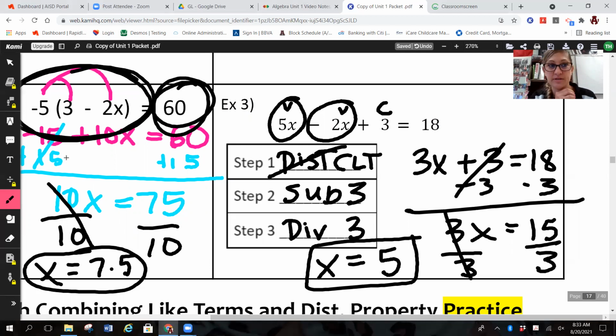So in this lesson, we talked about how to combine like terms. They have to be the same variable. They have to be the same constant or a constant. We talked about the distributive property. Outside term multiplies to the inside term. And then we solved equations that had multiple steps. In this case, it had 3 steps.